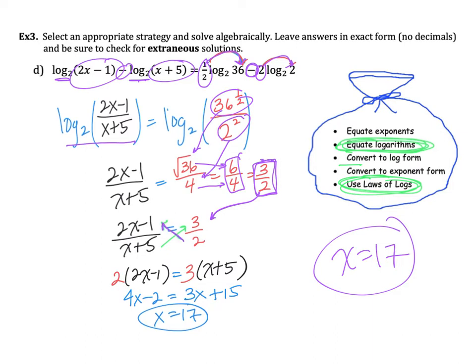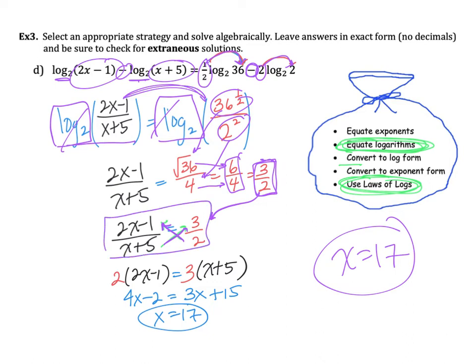Now I need to cross multiply, right? So I could set those equal to each other because this log base 2 and this log base 2 are the same, right? So now I just know these two are equivalent, which is what I did here. So I multiply 2 times 2x minus 1 and x plus 5 times 3. Distribute. And when I distribute, I combine my like terms, solve for x. I get x equal to 17. If you plug it in, it would indeed work. It is not an extraneous solution. It's a working solution. You can check it just to make sure, but it does work.